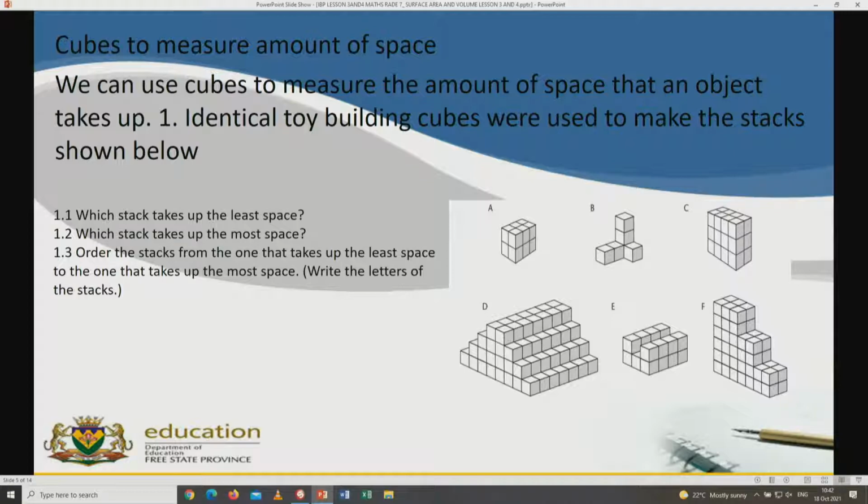We have 1, 2, 3 on the side length, and then we have 2 on the breadth, and for the height we have how many? We have 2. And in total, how many cubes are used there? We have 2, 4, 6. You can see that we have 6.